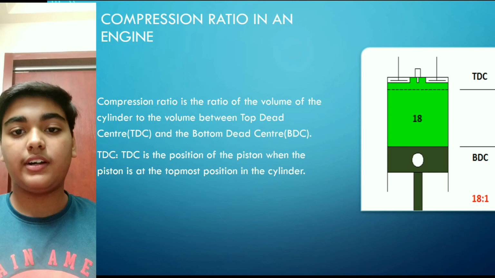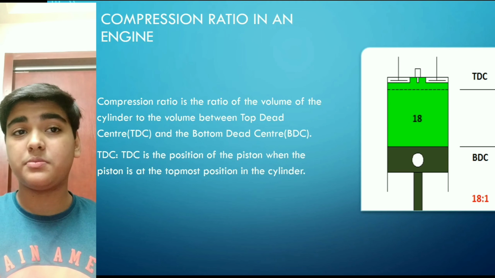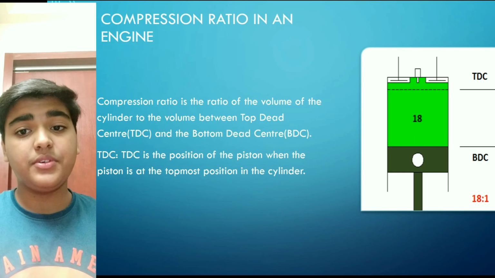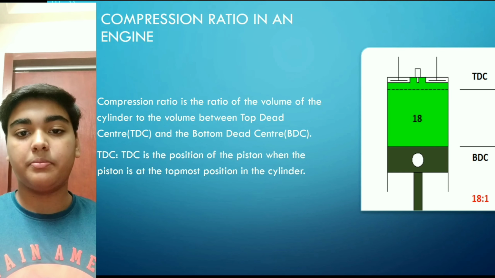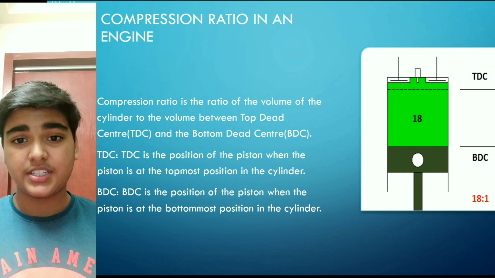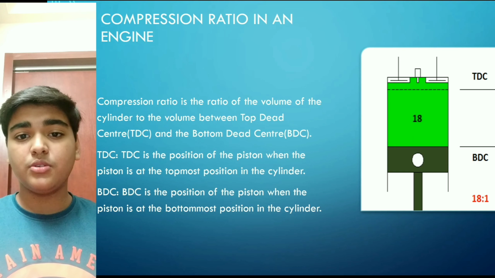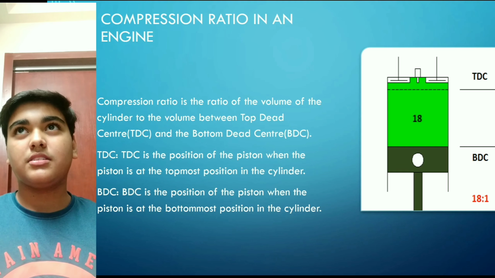Top dead center or TDC is the position of the piston when the piston is at the topmost position in the cylinder, which means it cannot go any further up. Whereas bottom dead center is the position of the piston when the piston is at the bottommost position in the cylinder. Just to give you a bit more understanding here, I'm giving an example.